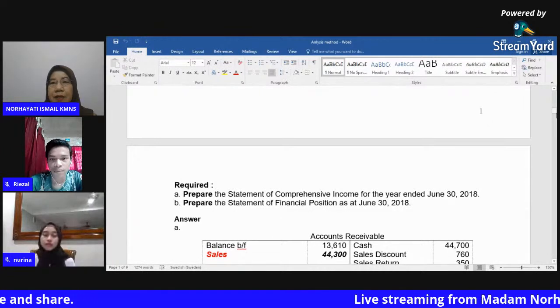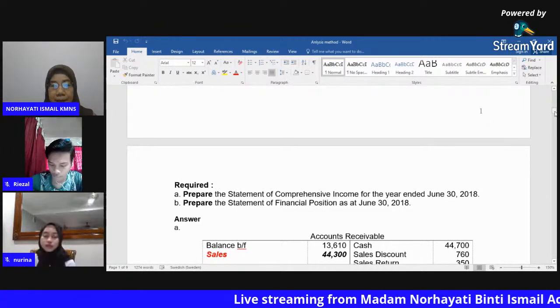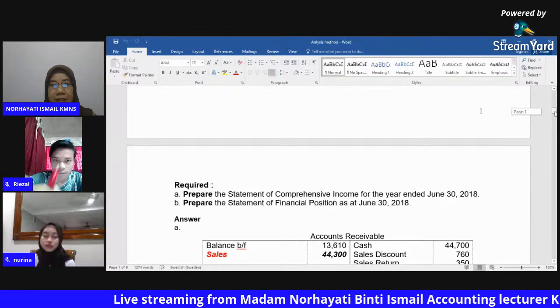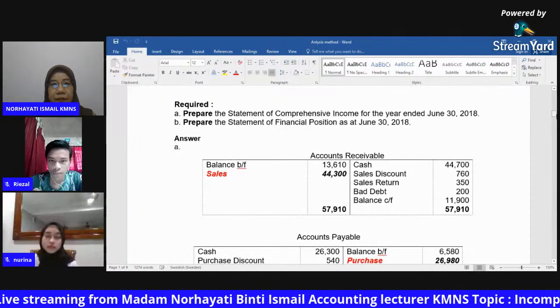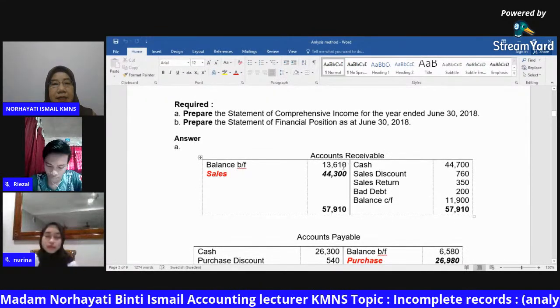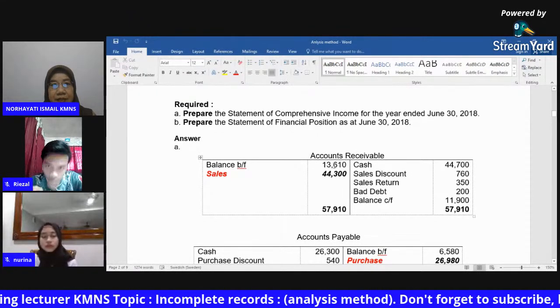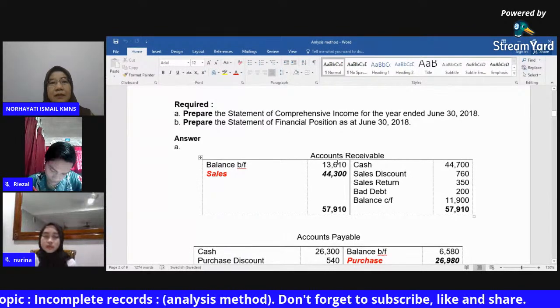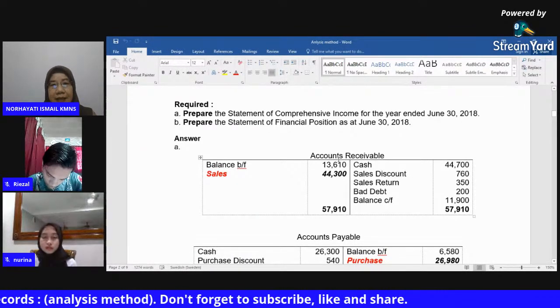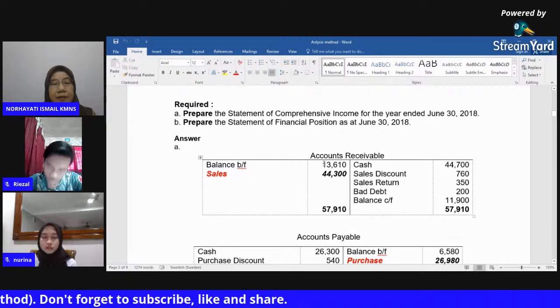So now we look at the account receivable. Okay, this is the account receivable. This is the information that we get from the beginning. This one is the beginning balance. Account receivable is an asset, so the balance should be on the debit side.